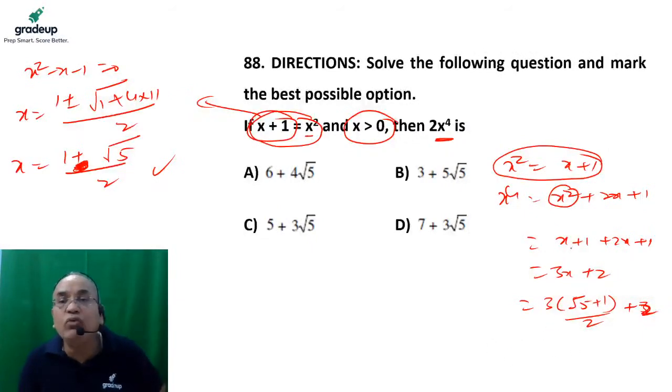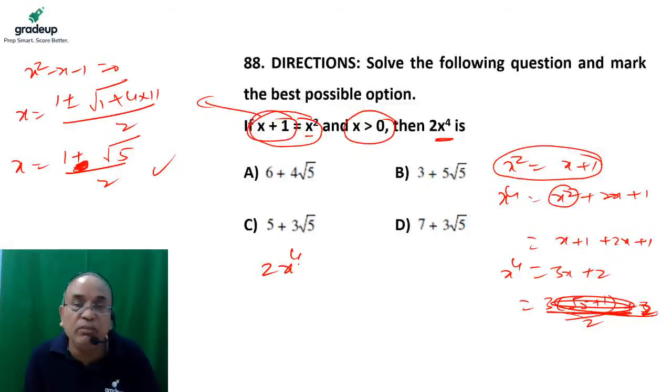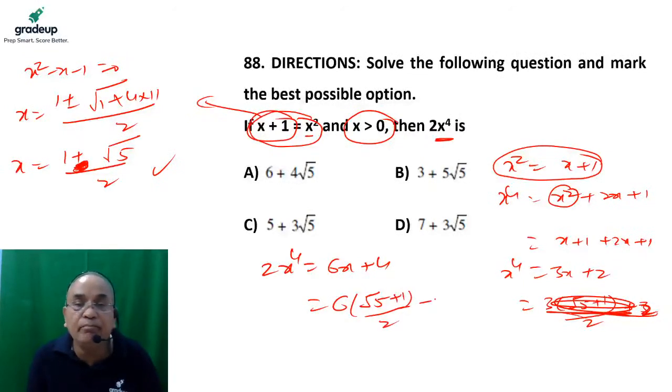And we have to calculate the value of this, not this, but twice of this. So this is nothing but x to the power 4, and we have to calculate the value of twice of x to the power 4, means 6x plus 4. What is the value of x? It is nothing but root 5 plus 1 by 2 plus 4.